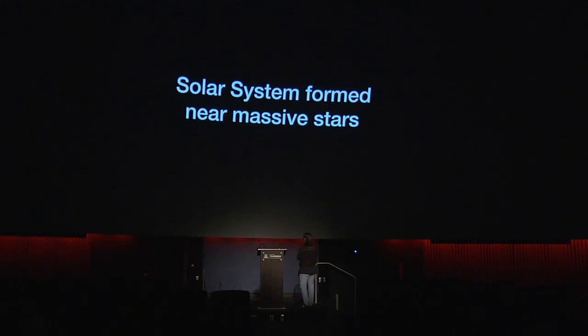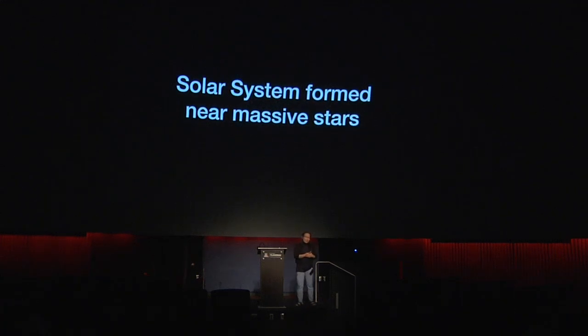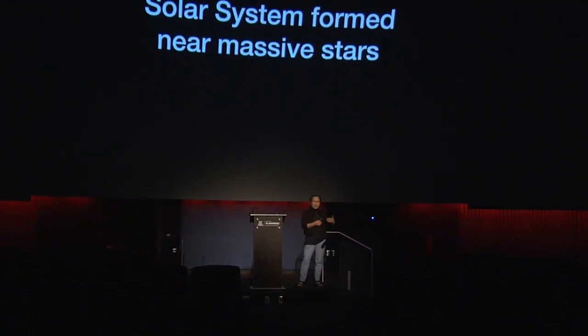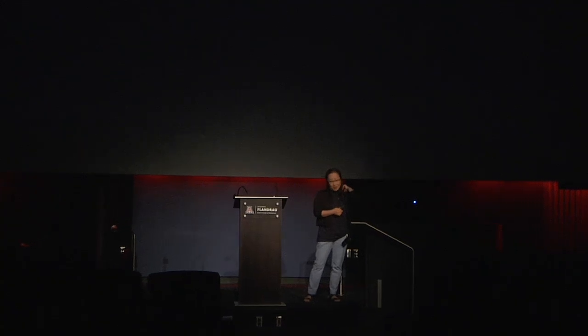So I already mentioned the solar system formed near massive stars. So this part goes to where we formed. In our galaxy, I showed you the galaxy, a lot of spiral galaxies, there are a lot of massive stars. And stars form in clusters. The Sun must have formed in a cluster when it was denser and near massive stars. Now we are kind of alone.